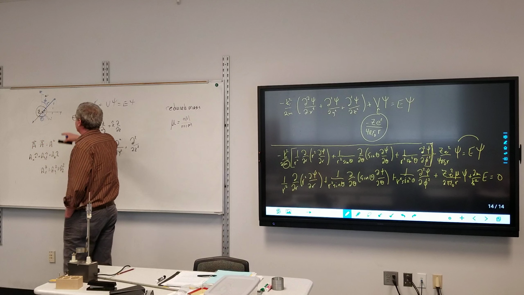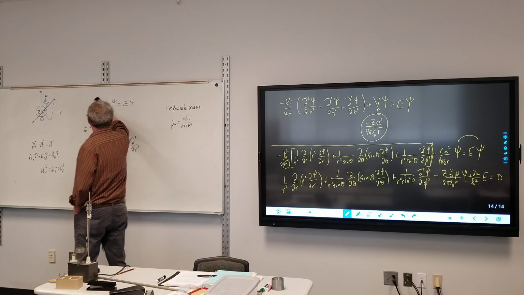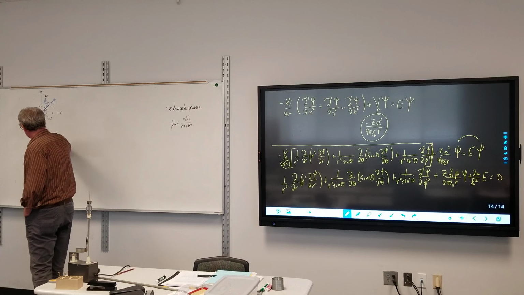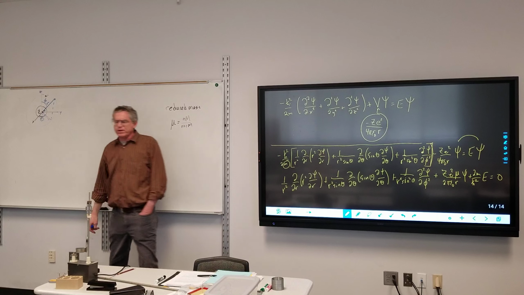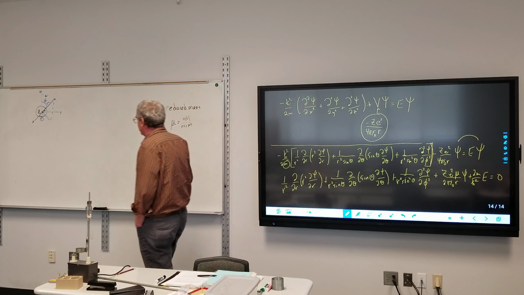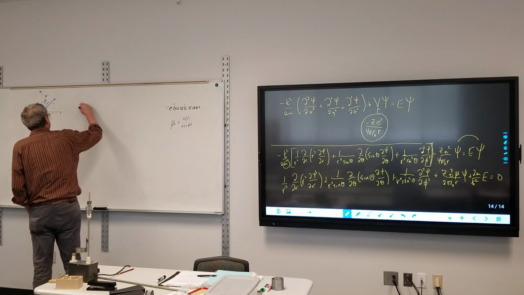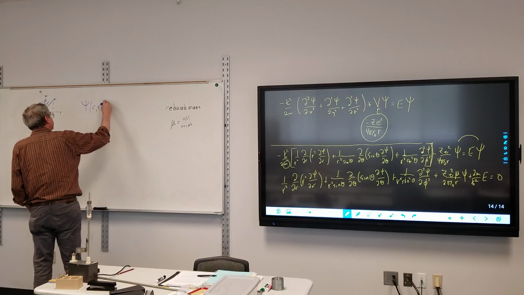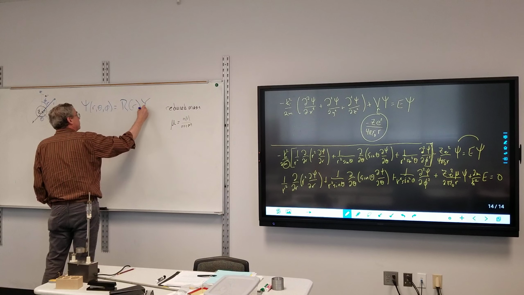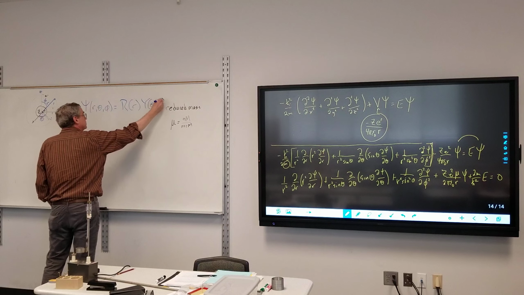There are sometimes some books that will switch the letters phi and theta, which is really inconvenient. So what they figured out is that there's an independence between the radial portion and the angular portion of it. And so they say, well, let's just let psi, which depends upon r, theta, and phi, be some function of r times some function of theta and phi.